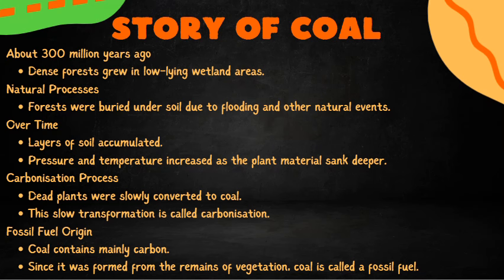Again, to summarize, around 300 million years ago, dense forests grew in low-lying wetland areas. The forests were buried under the soil and layers of soil accumulated under high pressure and temperature. The plant material sank deeper. This slow transformation led to the conversion to coal. This process is known as carbonization. And since it was formed from the remains of vegetation, it is known as a fossil fuel. I hope this was clear.